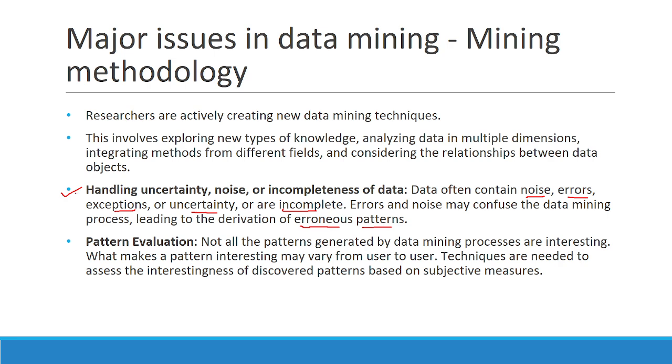So even if researchers are creating new data mining technologies, there is still a chance to improve the way we are handling the data. There is scope for improvement in the libraries that are provided to handle the data, because if noise or incompleteness is present in the data, your model will not give you correct results, or data mining may give wrong patterns or erroneous patterns. Getting it? So this is one of the major issues in data mining.